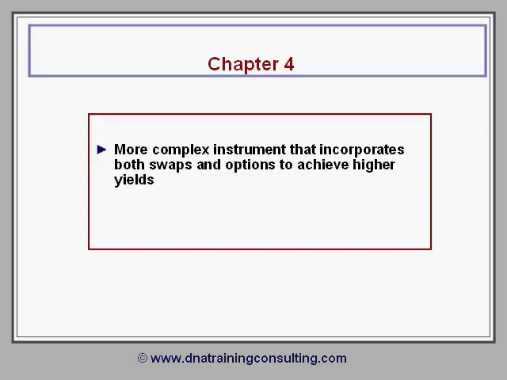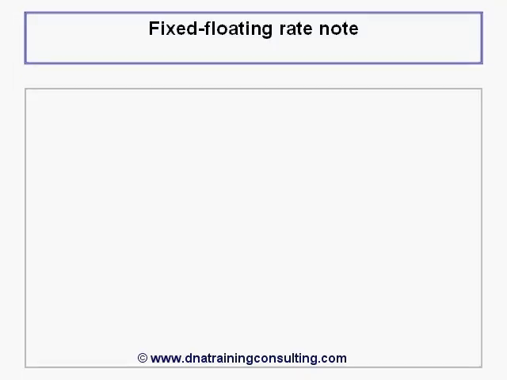This chapter 4 centers on the structuring of a more complex instrument that incorporates both swaps and options to achieve higher returns for the investor, but also exposes the investor to the risk of a zero return. We now complicate the structure a little more by combining fixed and floating rate features over different times during the life of the investment.